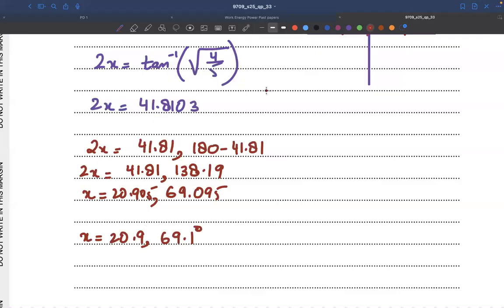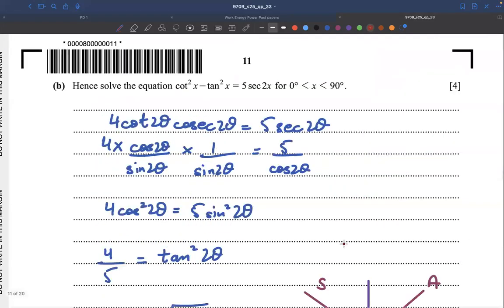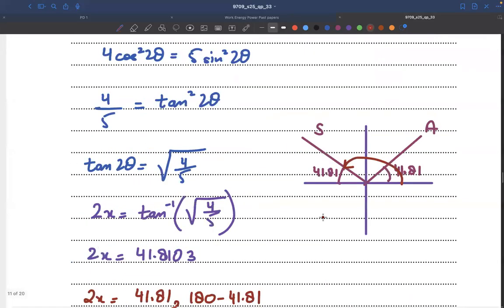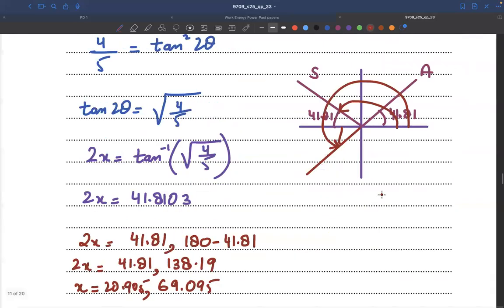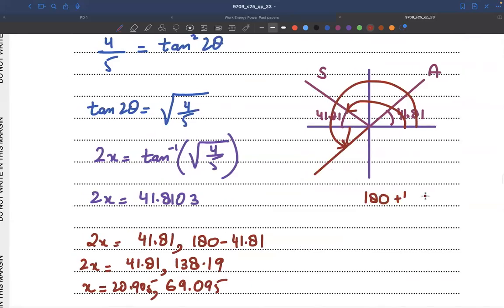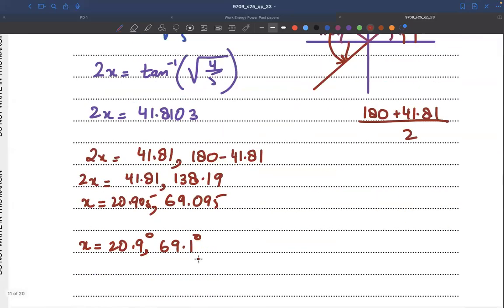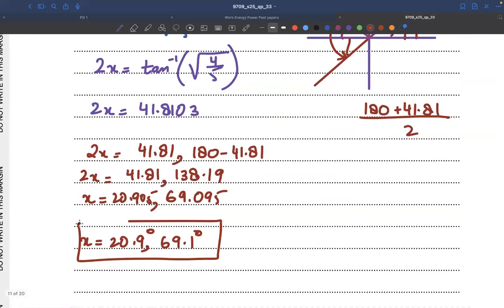And as we just have to give our answer between 0 and 90, even if we had taken this value over here, this would have become 180 plus 41.81. And even if we had divided this by 2, this would still have come out greater than 90. So the only two possible answers would be 20.9 and 69.1.